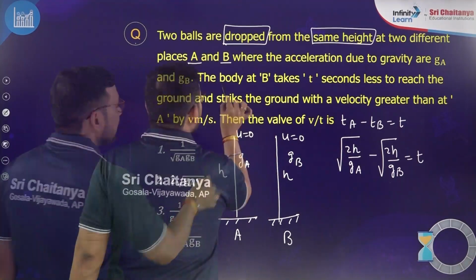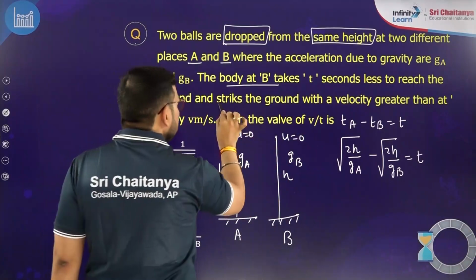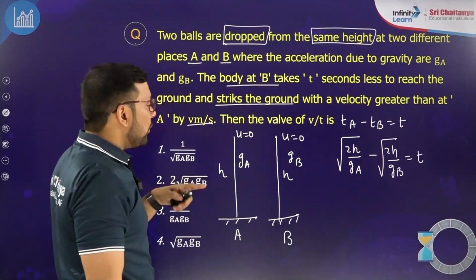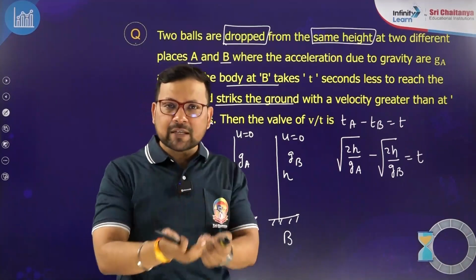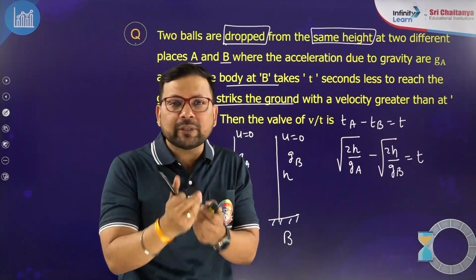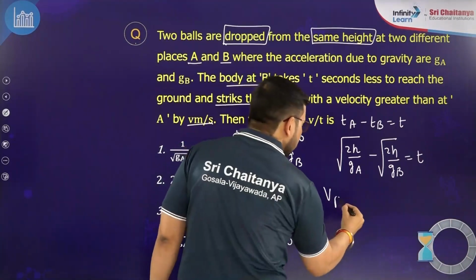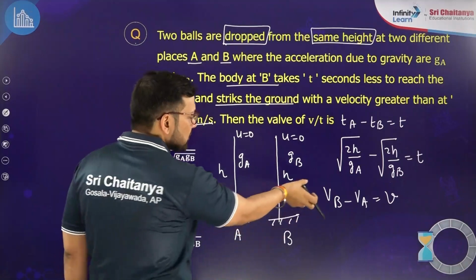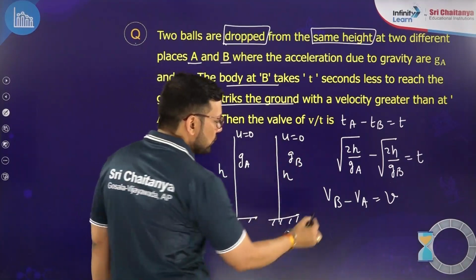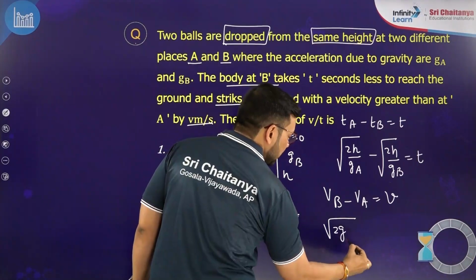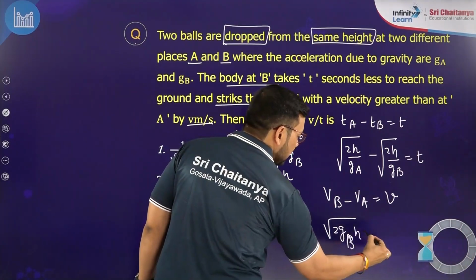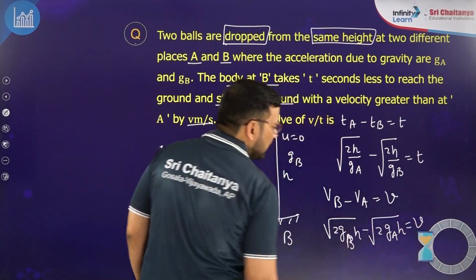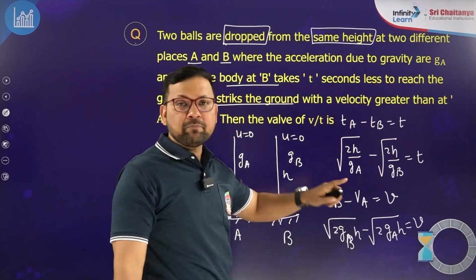And then the question says, body B takes t seconds less and strikes the ground with a velocity greater than at A by V. Obvious, isn't it, if its time is less, its velocity is more, like more acceleration will be there. So Vb minus Va, according to the question, is given as V. I have to put the sign. If initial velocity is 0, V will be under root 2Gb h minus under root 2Ga h, and that is equal to V. So V and T are given in the question.